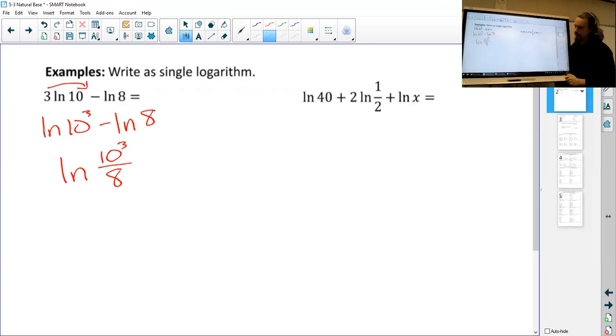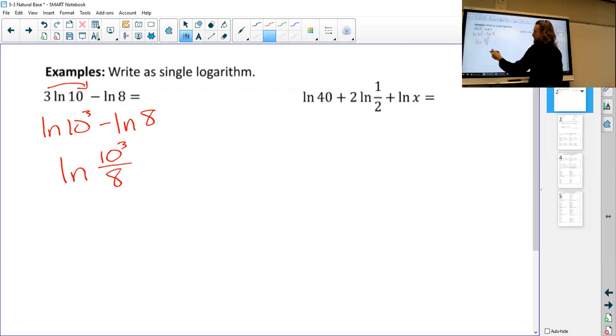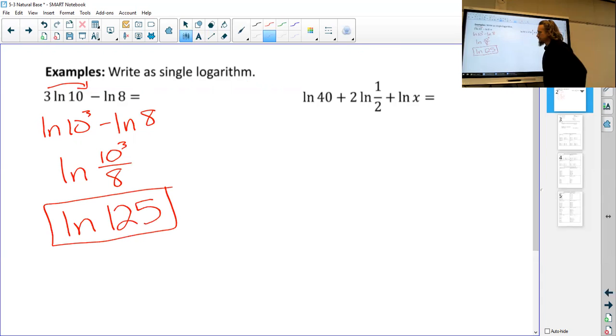And then this looks like it'd be okay, but you can actually simplify this. 10 to the 3rd power is 1,000, and 1,000 divided by 8 actually is a whole number. So this is actually the natural log of 125. So you've got to be a little bit careful. If you don't have any variables, you've got to think, can I actually do this math? Will this work out? Okay.